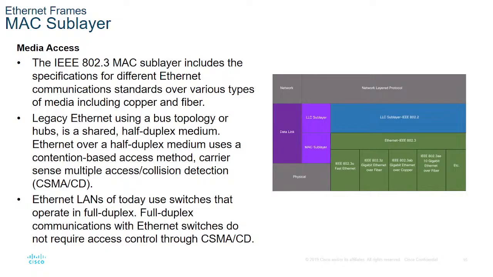So the old Ethernet networks, that is the legacy Ethernet networks, were using topologies like the bus. We know what a bus is. It's a wire with all the computers connected to it. They were using bus topologies and hubs.